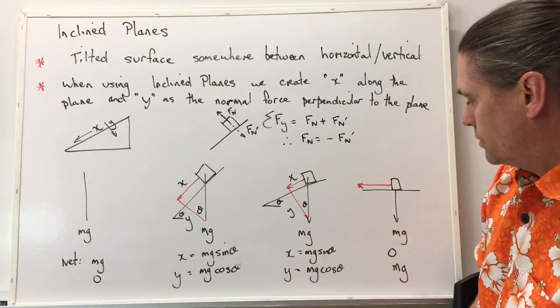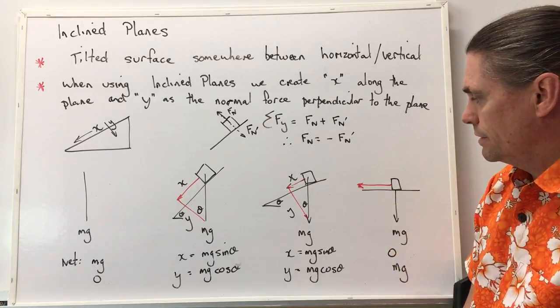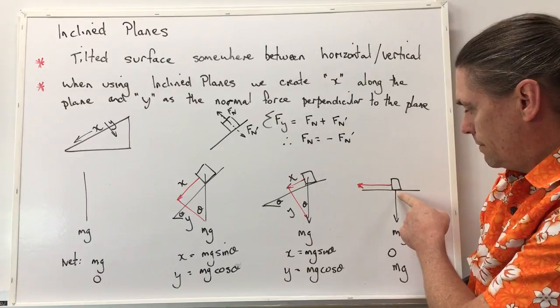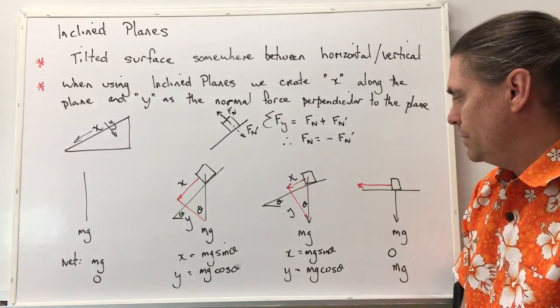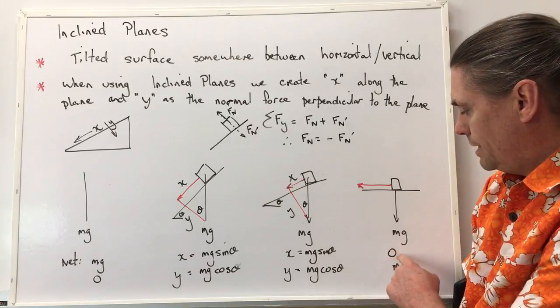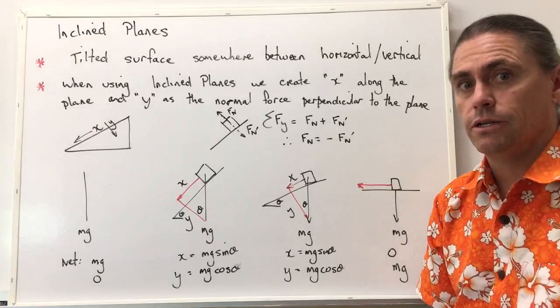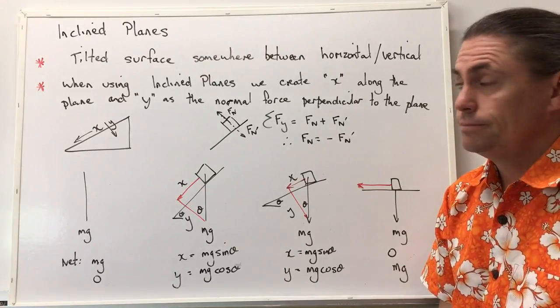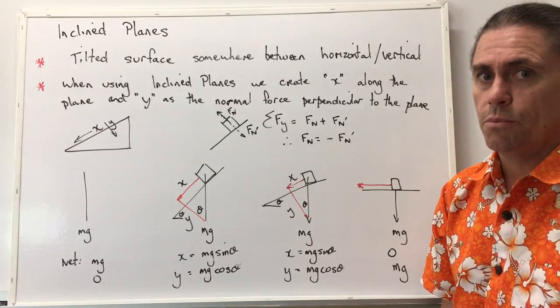And we can go to the far extreme now, where we have an object sitting on a horizontal surface. Once again we have our force acting through it is mg, but we see no net movement here. Therefore, what's acting in the x direction will be 0. It'll all be acting in the y direction, but our object will be at rest. So let's look at how we can apply this theory to some common problems.